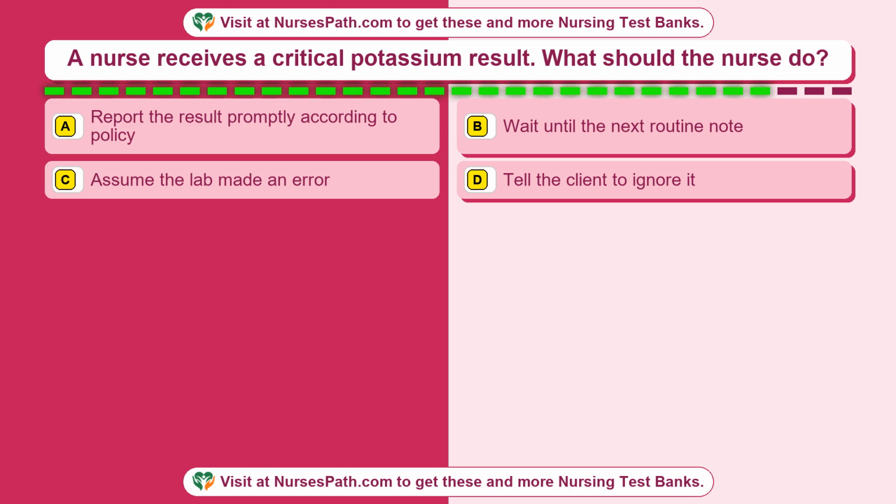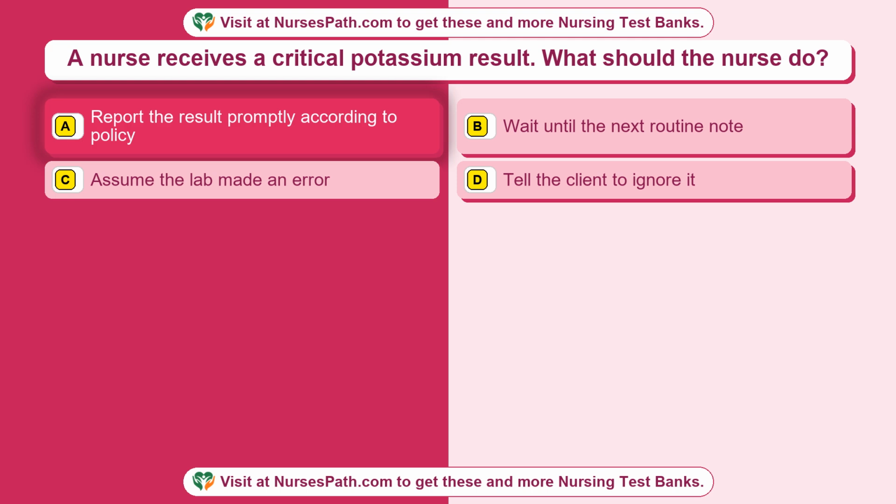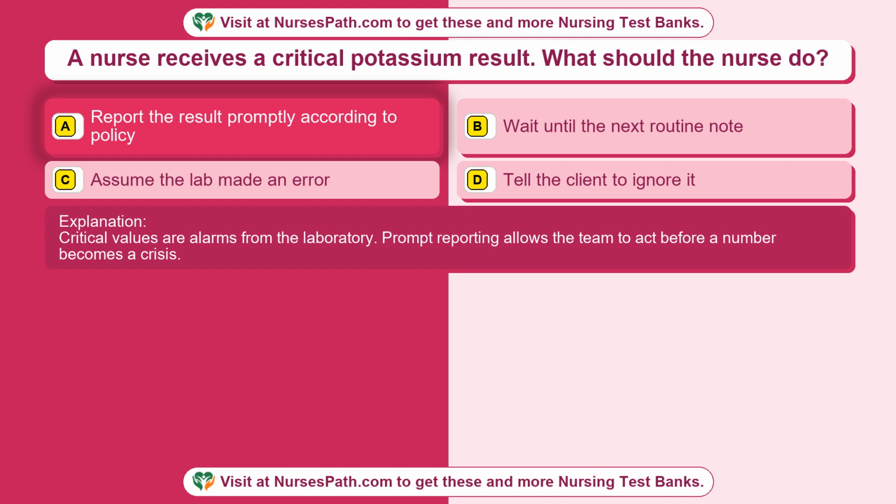Question 4. A nurse receives a critical potassium result. What should the nurse do? Option A. Report the result promptly according to policy. Option B. Wait until the next routine note. Option C. Assume the lab made an error. Option D. Tell the client to ignore it. The correct answer is option A. Report the result promptly according to policy. Critical values are alarms from the laboratory. Prompt reporting allows the team to act before a number becomes a crisis.